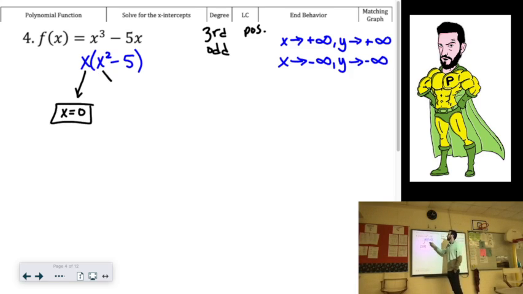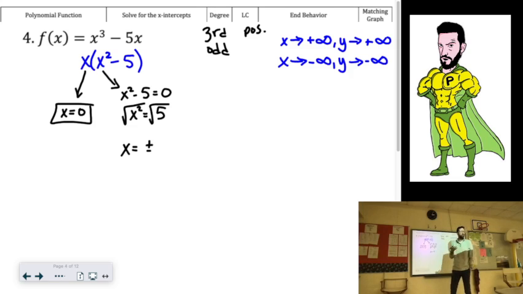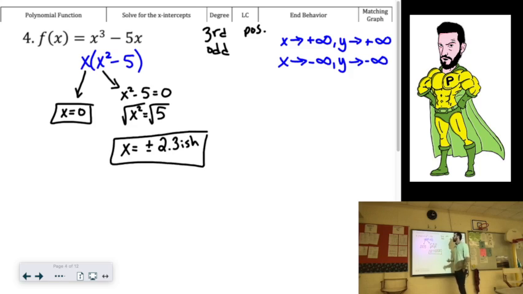In here, we're going to have to solve an equation. X squared minus 5 equals 0. We'll add the 5, and then we're going to square root it. Now we're square rooting a positive number, so it'll work out. I think it came out to like 2.2, 2.3, something like that. Let's say 2.3-ish. So that means we're looking for a graph where it crosses at 0, negative 2.3-ish, and positive 2.3-ish.